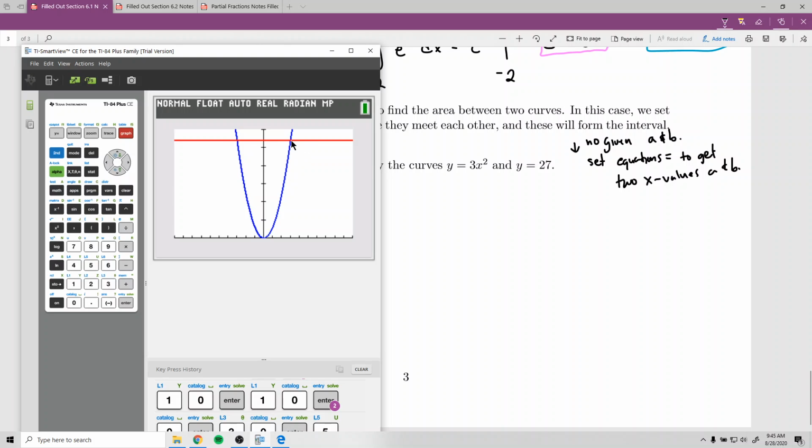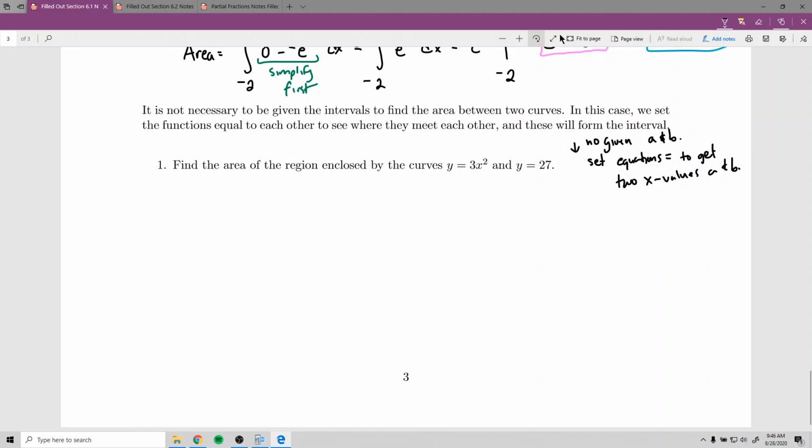So what you need to do, especially if you can't graph it, you need to find where they intersect by doing this, and then also figure out the top and bottom. Now, from our area picture here, you can kind of see which one's on the top. It's going to be the y equals 27. But we'll go through and do it all as if we didn't graph it in the calculator. All right, so first step is to find the bounds.